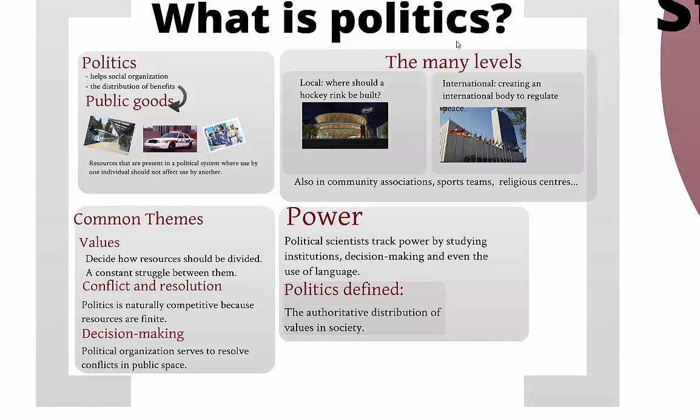And politics exists on so many different levels. Locally, you can talk about where hockey rinks should be built, or internationally, there could be talk about how to create an international body to regulate peace. You can even have politics in your local community association, in a sports team. It's really everywhere. So, as political scientists, we track power. We study institutions, decision-making, and even the power of language and how it affects things. So politics, then, we can define as the authoritative distribution of values in society.